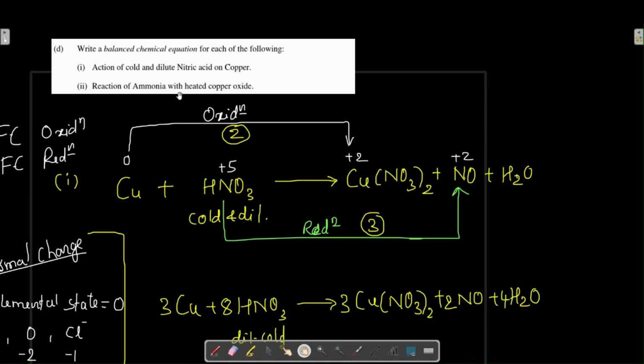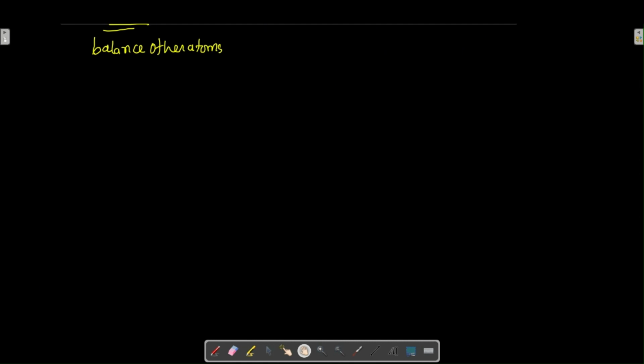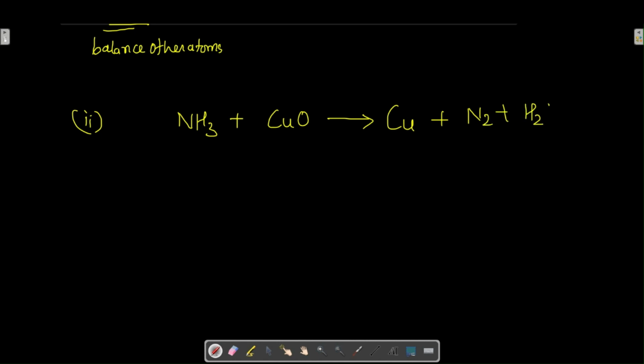Okay, so let's take the second one, ammonia with heated copper oxide. Ammonia is NH3, copper oxide. So this is again oxidation reduction. What are the products? Copper oxide is reduced to copper, nitrogen will form, and water will form.